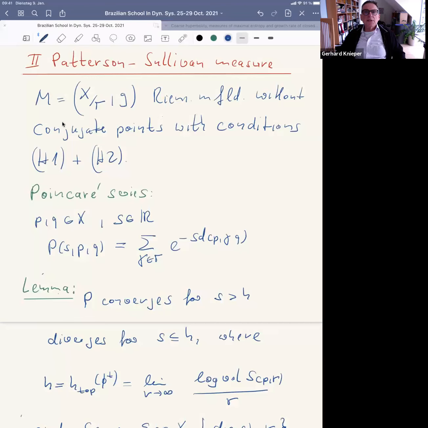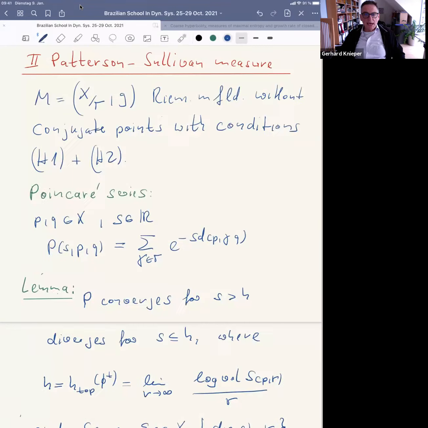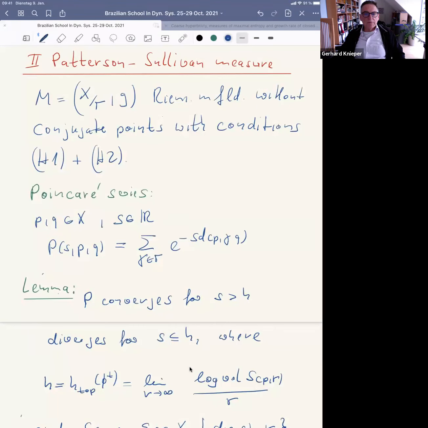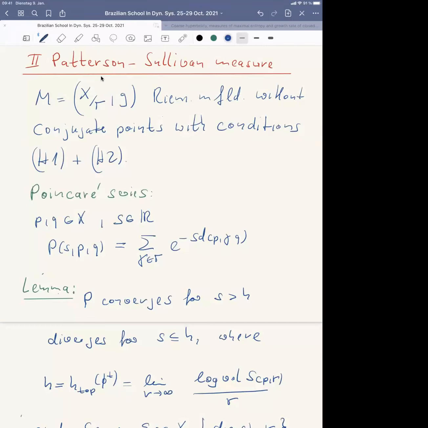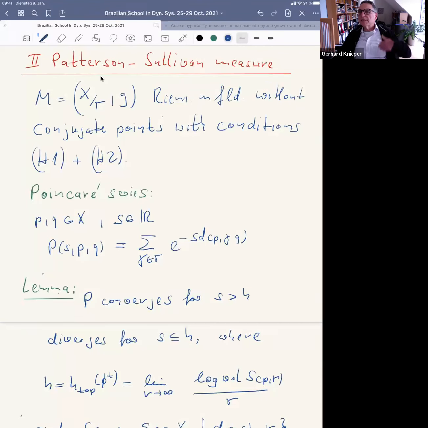Now this is just a formal sum. What I want to show first is that the sum converges, independent of p and q, if s is larger than h, and diverges if s is smaller or equal to h, where h is a number I also introduced last time. It's the topological entropy of the geodesic flow. D is just the lift of the Riemannian metric? D is a lift, everything is lifted onto X.